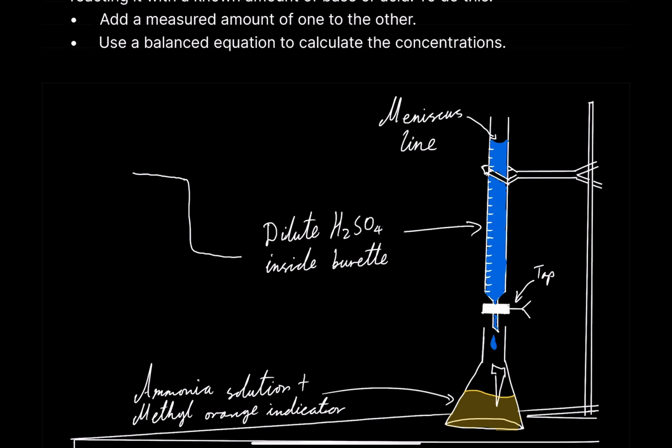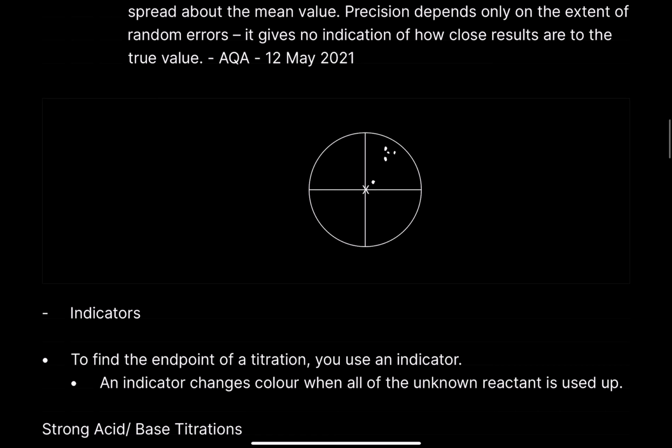remember these are colorless solutions most of the time, right? You wouldn't be able to tell when the reaction's gone to completion because they're colorless, and the reaction is so instant. So we use an indicator to help us understand when the reaction has actually gone to completion. And that's it. I'll just go back to here.